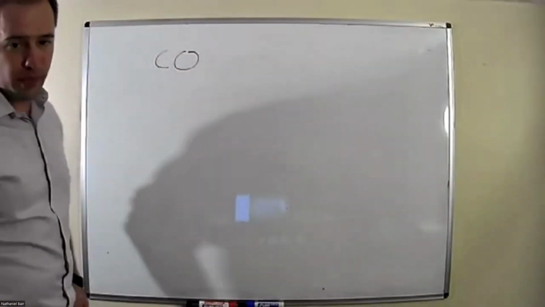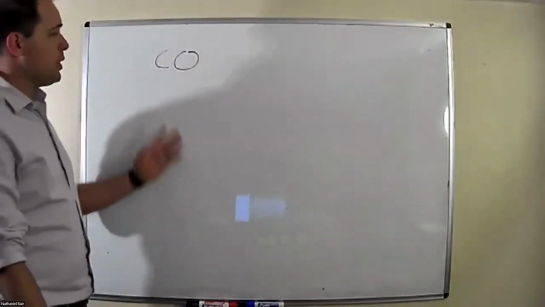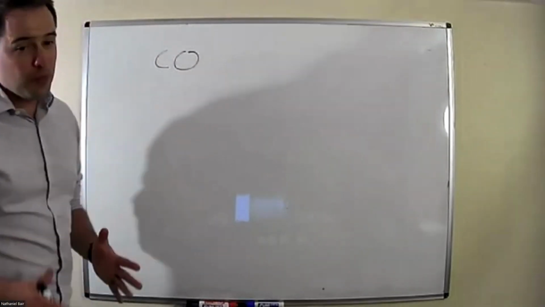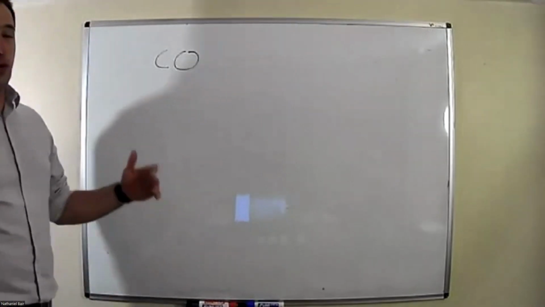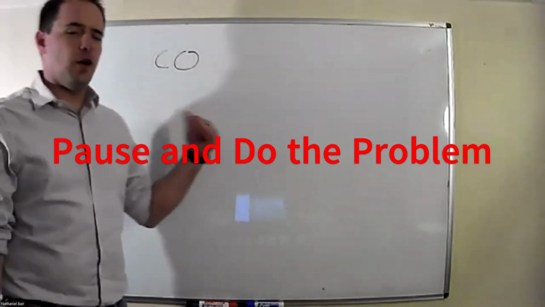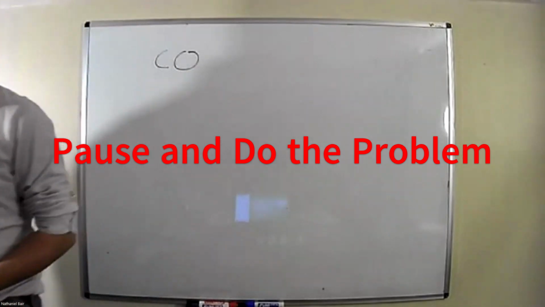CO, carbon monoxide. I want you to try this guy. Hopefully you haven't been using dot diagrams to do this, like your high school chemistry teacher probably taught you, because you're going to be in trouble. But I want you to try CO. Give this one a shot. We'll go over it in about a minute.